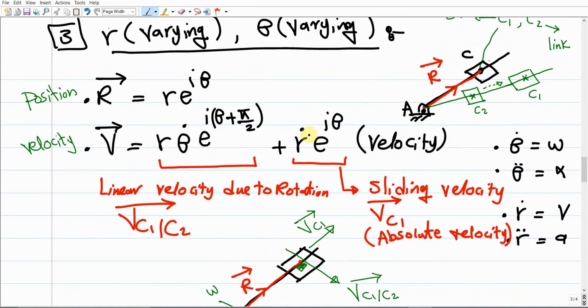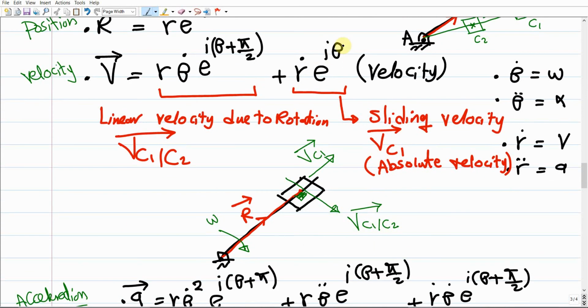The second term is going to be differentiated over two terms. We fix R dot one, and we take the derivative of the exponential term of theta, which gives us theta dot.